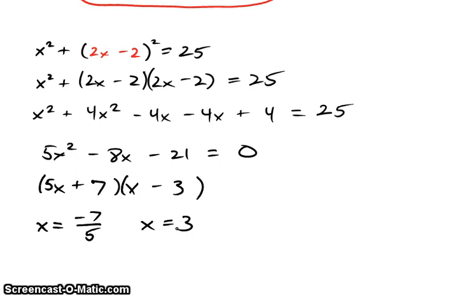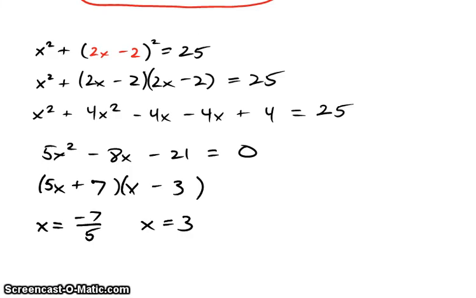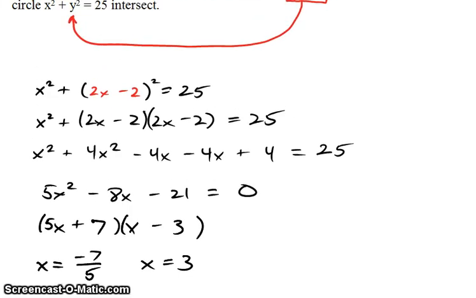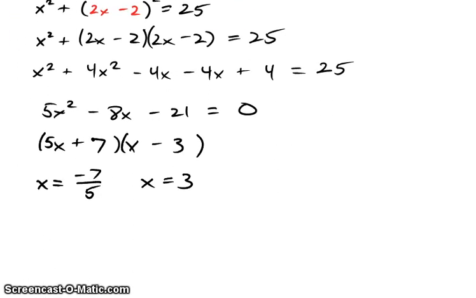So if we take a look back at our graph, we have x equals 3 up here. This negative 1.4, that's negative 7/5. So I did find the x coordinates correctly. Positive 3, negative 1.4. All I need now are the y coordinates. To find those, I can just plug in my x values into either one of the equations, but it makes more sense to use the linear equation, y equals 2x minus 2. At this point, it's just easier to work with.